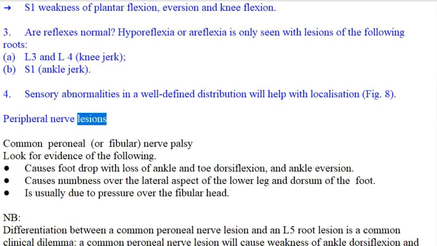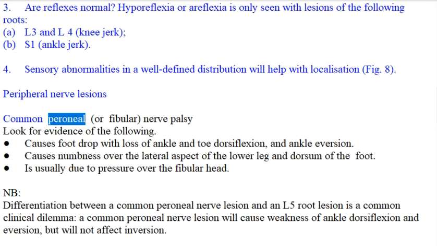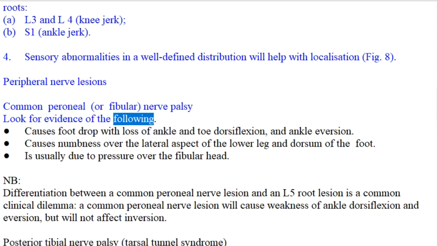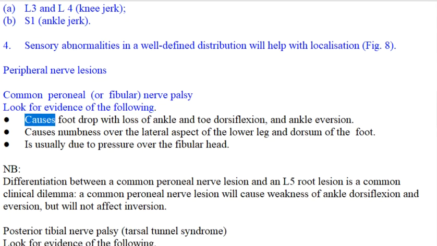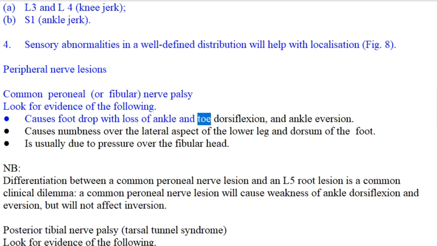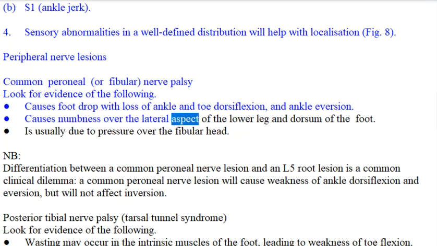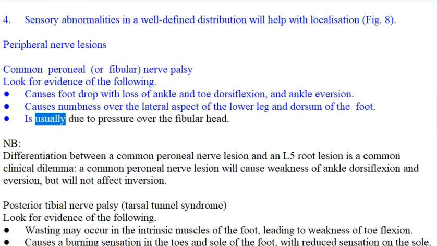Peripheral nerve lesions. Common peroneal, or fibular, nerve palsy. Look for evidence of the following. Causes foot drop with loss of ankle and toe dorsiflexion, and ankle eversion. Causes numbness over the lateral aspect of the lower leg and dorsum of the foot. Is usually due to pressure over the fibular head.